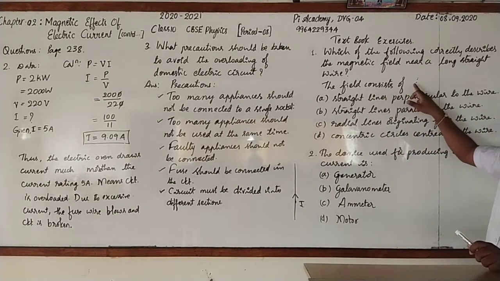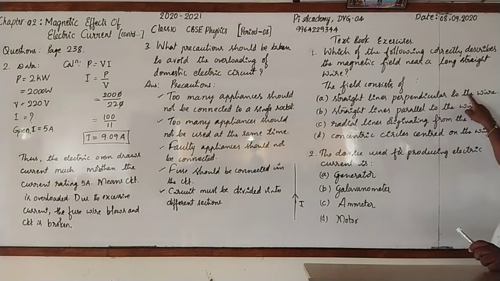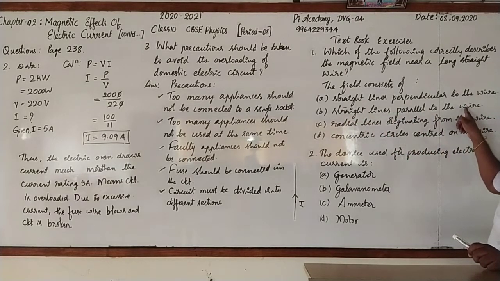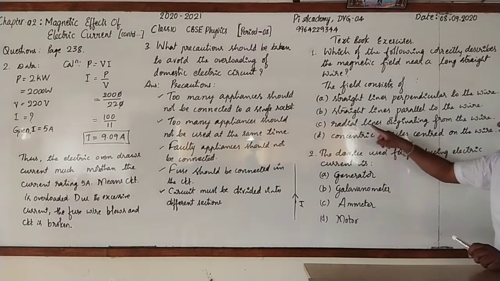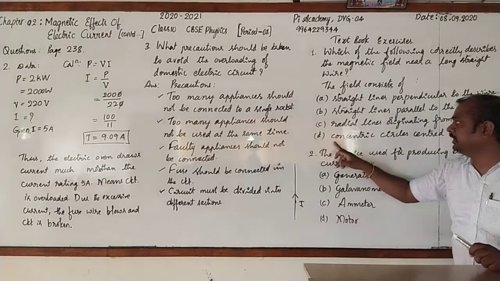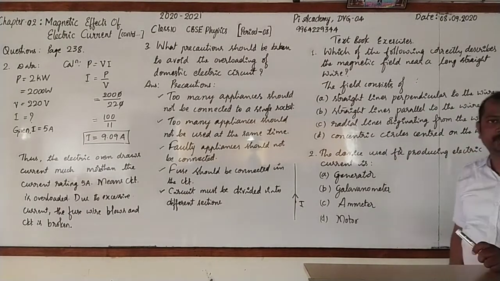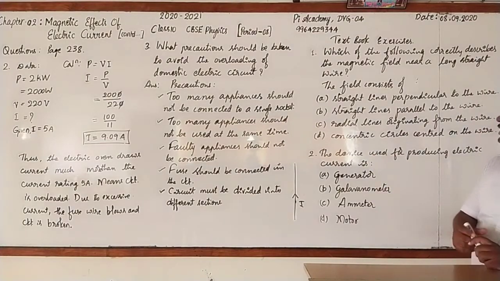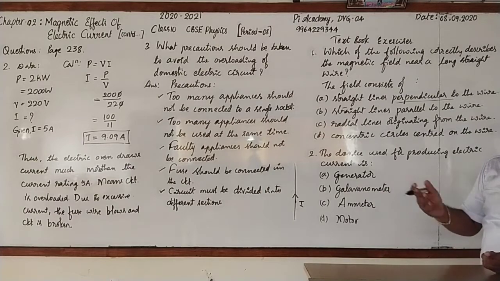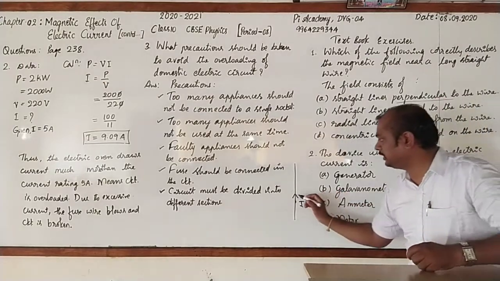A. The magnetic field consists of straight lines perpendicular to the wire. B. Straight lines parallel to the wire. C. Radial lines originating from the wire. And D. Concentric circles centered on the wire. Which of these is correct? Do you say that the first one, that they are perpendicular to the wire? It is not at all.